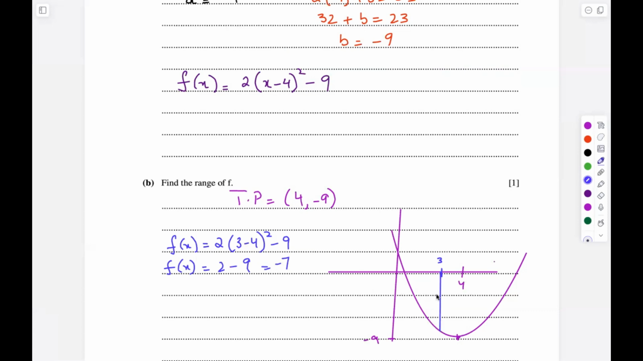Now, as x is less than 3, we can see that the graph will always be going upwards for x less than 3. And the value at x equals 3 is minus 7. So we can say that f of x will be greater than minus 7.